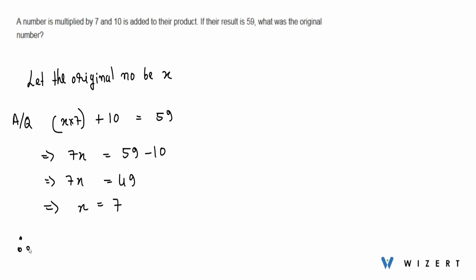Therefore the original number will be equal to 7. So this will be the final required answer.